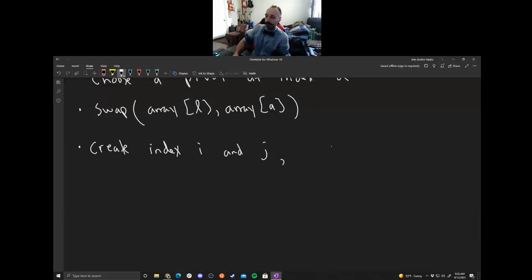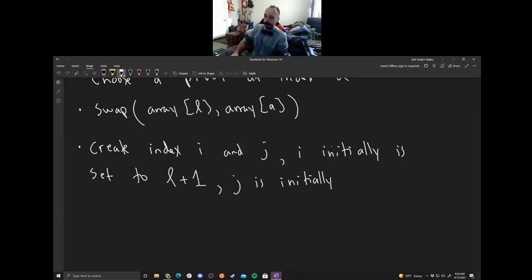So I is initially set to L plus 1. And then j is initially set to R. So we're going to assign j equals R, I equals L plus 1. And then we now perform the actual loop that's going to run this partition.